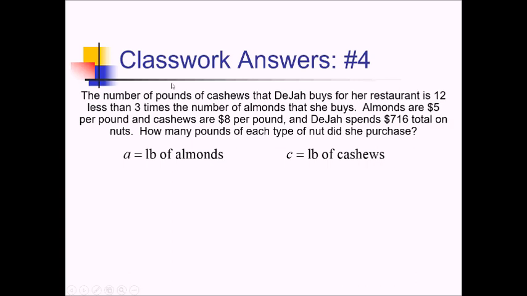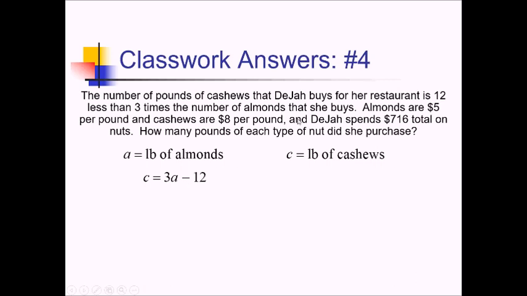Now, they told us that the number of pounds of cashews, which is C, equals 12 less than 3 times the number of almonds. Well, 3 times the number of almonds, that would be 3 times A. And they said 12 less than that, so we have to do 3A minus 12. So this gives us a relationship between A and C. By itself, this is not enough, though, to figure out either quantity, so we need one more equation.